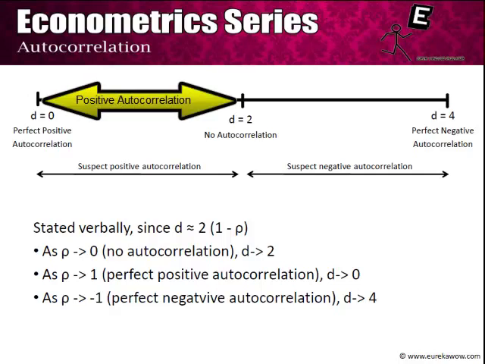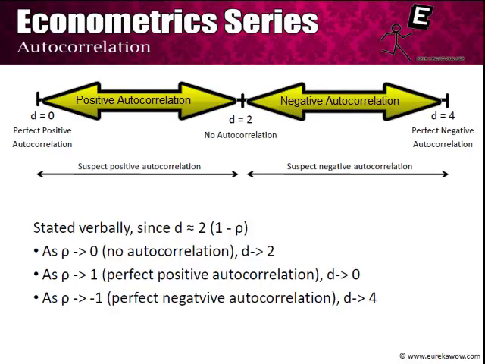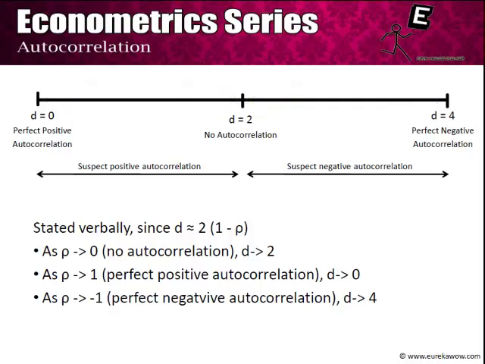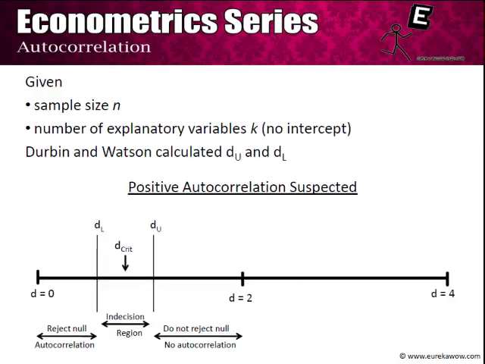might be positive autocorrelation, whereas any d from 2 to 4 might make us believe that there is some kind of negative autocorrelation. Now how we actually carry out the formal test is as follows: given the sample size n and the number of explanatory variables k, which does not include the intercept, Durbin and Watson calculated du and dl. We will first find out what these du and dl refer to.